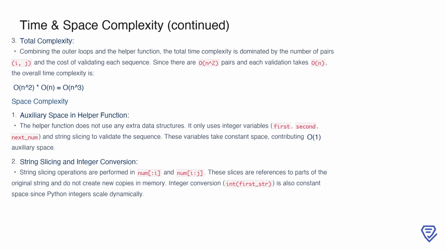Shifting to space complexity, the helper function itself does not use any additional data structures. It relies on integer variables like first, second, and next_number, as well as string slicing operations for validation. These variables require constant space, amounting to O(1) auxiliary space. Furthermore, string slicing operations, such as number[:i] and number[i:j], do not create new copies but rather reference parts of the original string. Integer conversion during validation also scales dynamically in Python, so it consumes constant space. This efficient use of memory keeps the space complexity low.